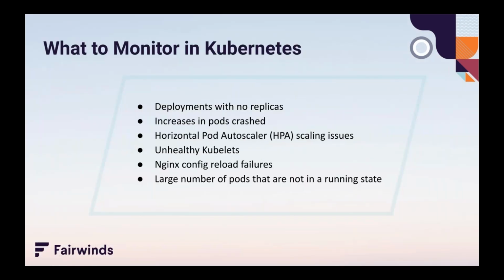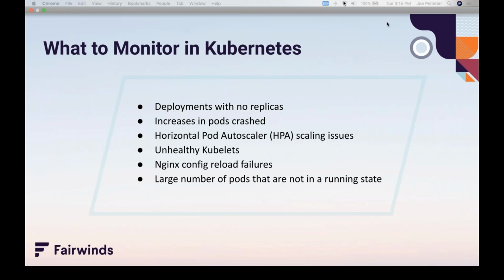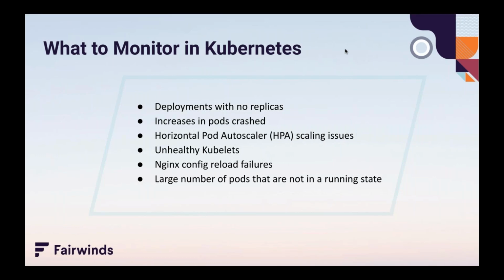Excellent. At this point, we're going to jump right into what to monitor for Kubernetes, and I'll pass it over to you, Robert. We've started by giving a high-level view of monitoring strategies overall. We wanted to go a little deeper into specific things within Kubernetes that would be helpful to monitor. The six things we're going to go through are monitoring the number of replicas on deployments, pod crashes, issues with horizontal pod autoscaling, problems with kubelets, problems with Nginx configuration reloading, and pods that are not in a running state.